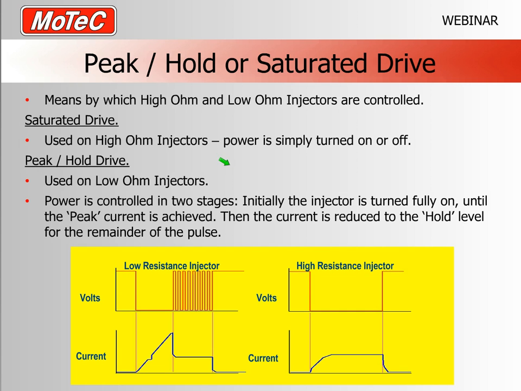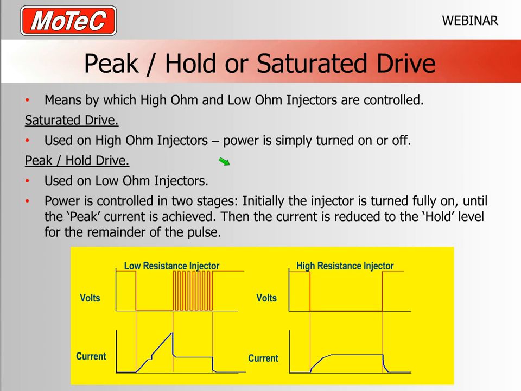Now, the other type of control mechanism we use is called peak and hold drive, and this is what we need to use for a low ohm or low resistance injector. So this is our drawing on the left hand side, and what we see here is there are two stages to this type of control. In the first stage, we simply turn the injector on as we would have done with a high resistance injector, and what happens here, as you can see from this current trace below, is in fact a lot more current flows because these injectors are lower resistance.